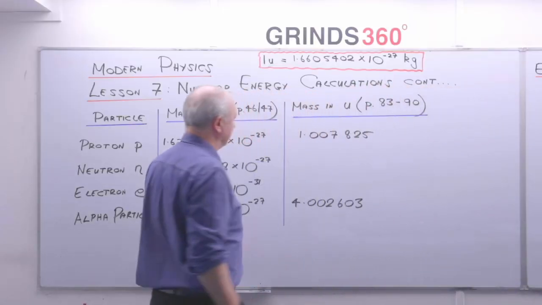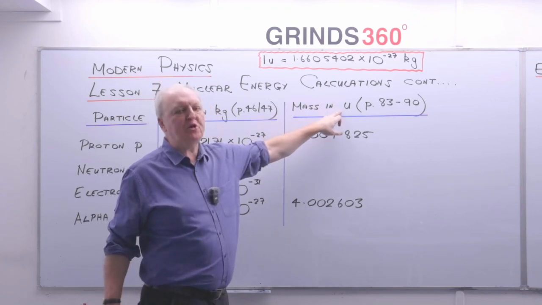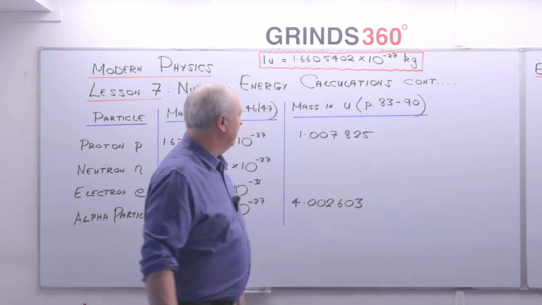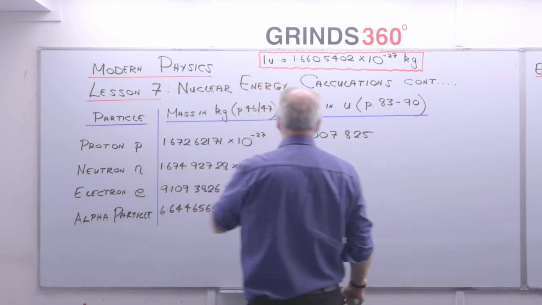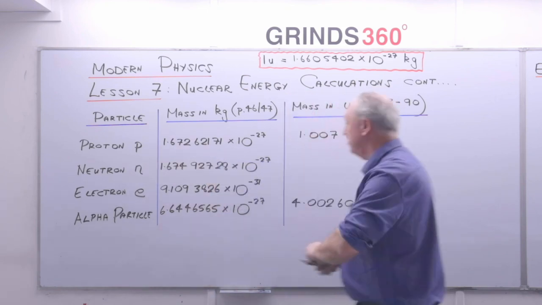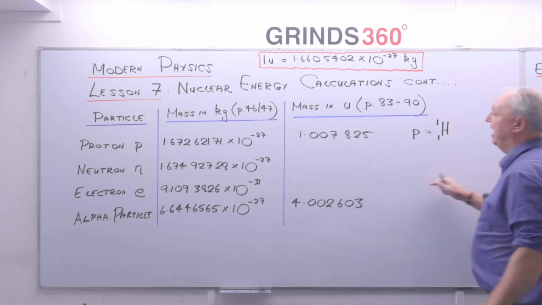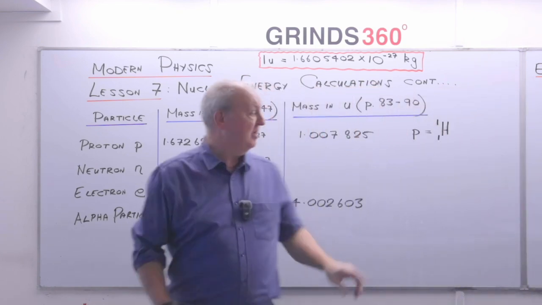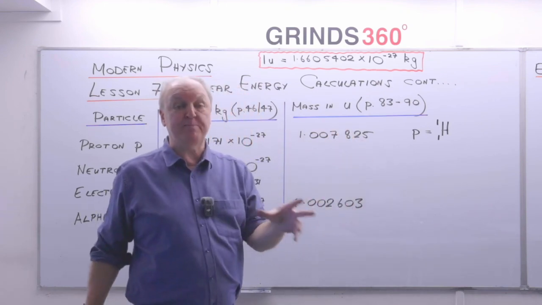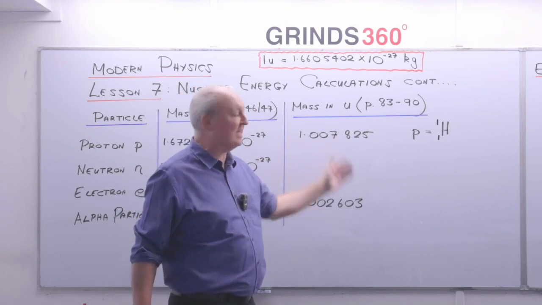All the other particles in the periodic table are given in your table book, but they're given in the small units of atomic mass units. You'll find them on page 83 to 90. For example, the first one is hydrogen. Well, actually, you know that a proton is simply a hydrogen nucleus. So P is equal to H11. And its value in atomic mass units is 1.007825. Before, when I talked about the mass of the proton, I rounded that off to 1 atomic mass unit, but that is its exact value.